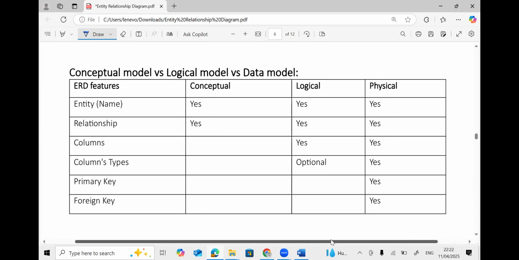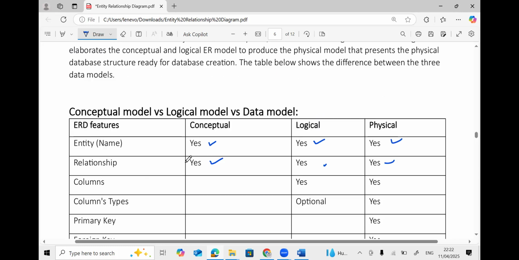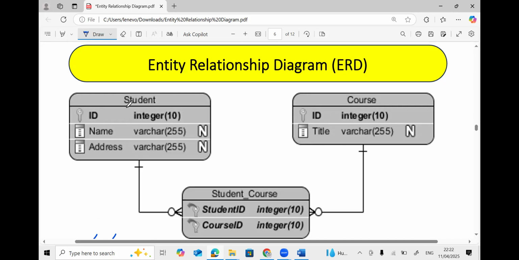So this is the difference between these three: conceptual model versus logical model versus physical data model. If we talk about conceptual, we have the field name that you have made, and you have done that. You have a field name, yes. In logical, you will also have it. In physical, you also have it. Relationship would exist in conceptual, and in the others too. Columns, yeah. What do I mean by column? Such as this one, this one.